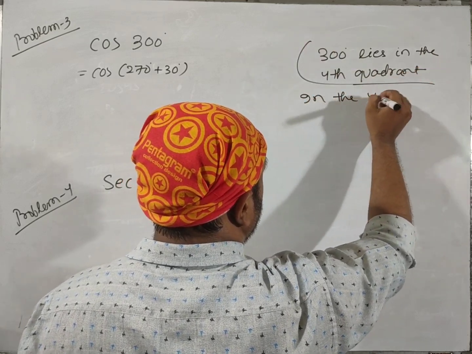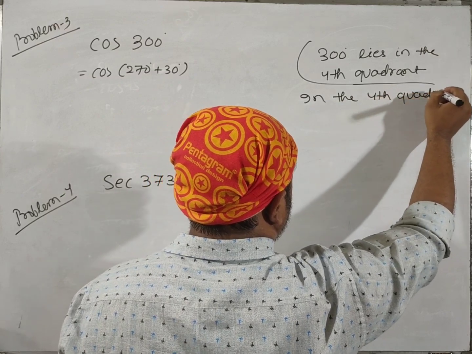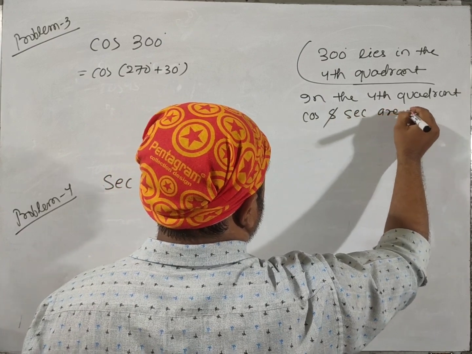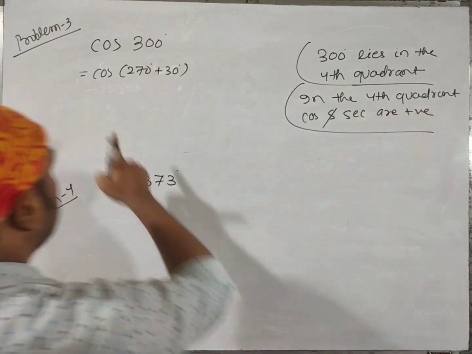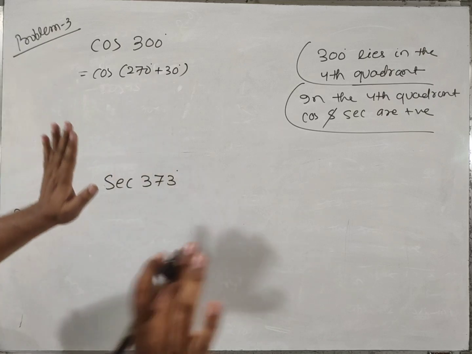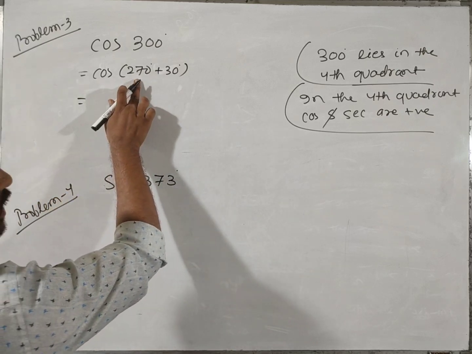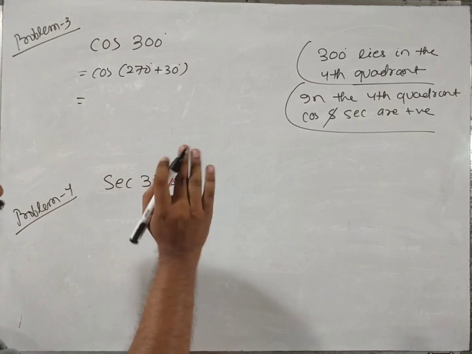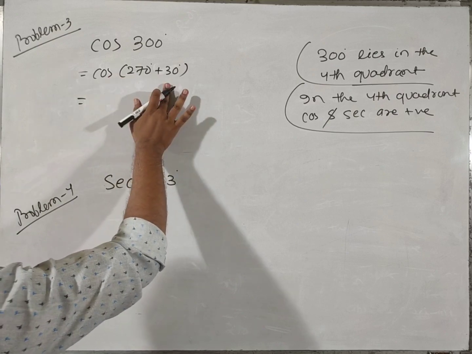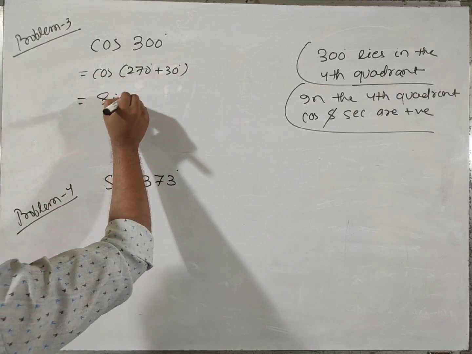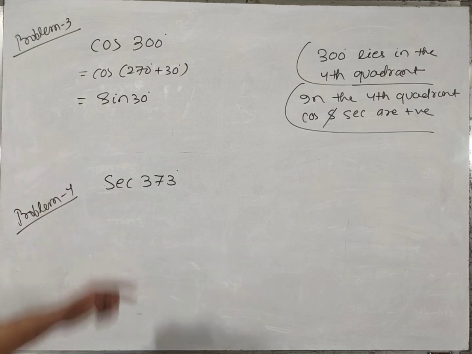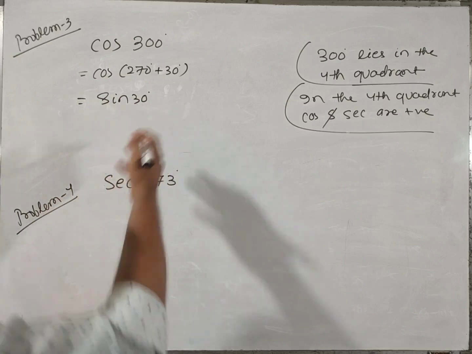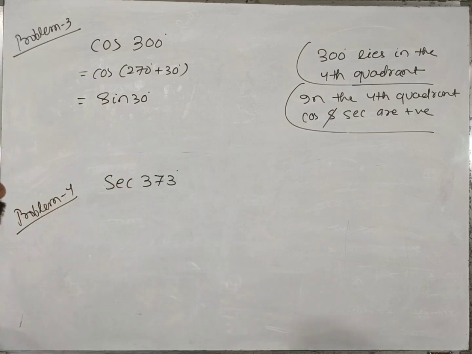In the fourth quadrant, cos and sec are positive. So here it is given cos, that means it will be on the positive side. As it is an odd multiple of 90 degree, because 270 degree is 90 degree into 3, and 3 is an odd number, cos will be changed. So it will be sine 30 degree with a positive sign because cos is positive in the fourth quadrant. Then you can also put the value of sine 30 degree and it is 1 by 2.